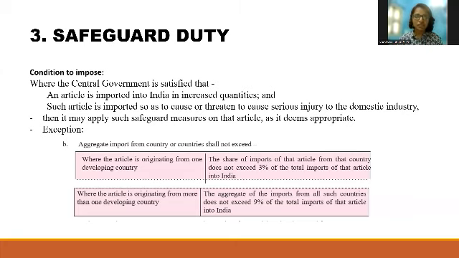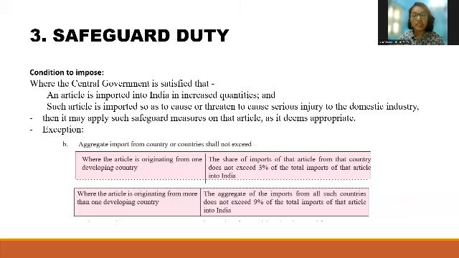There is an exemption when safeguard duty is not charged. When goods are being imported from a developing country and the total quantum of goods imported from that developing country does not exceed 3% of the total import of that article from all the countries put together.